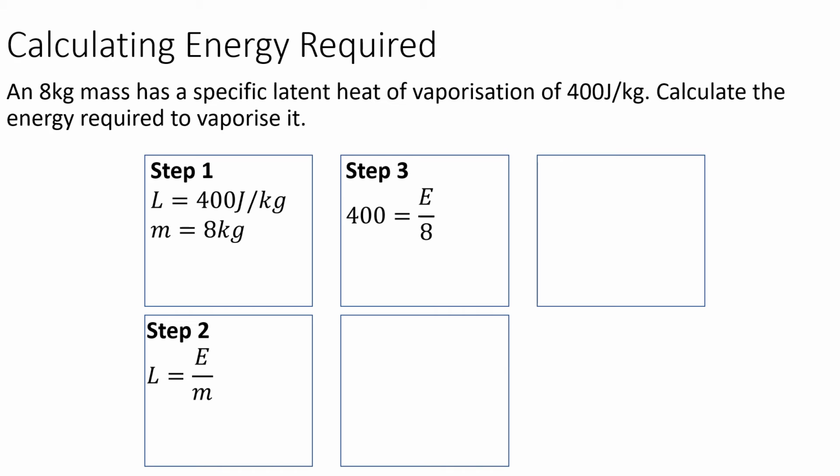Third step is to put the numbers in. So instead of L, I write 400, and instead of M, I write 8. Meanwhile, E remains the same. And then I'm going to make E the subject of the formula. Now, since it's E divided by 8, I'm going to do the inverse operation, so I'm going to multiply the other side by 8. And this gives us an answer: the energy required is 3,200 joules. Sorry, not to melt it, this is to vaporize it.